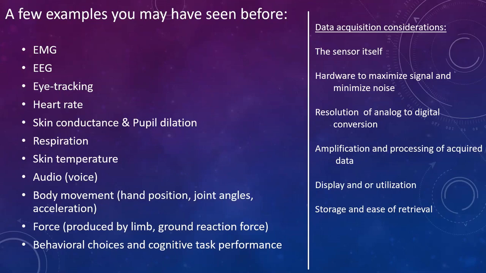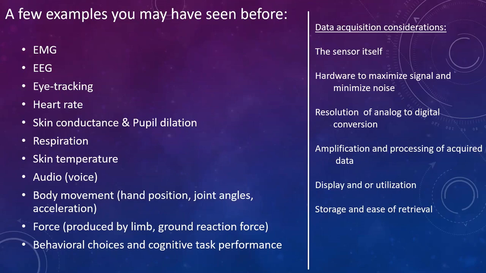You can train people to increase blood flow to a region, for example, by giving them biofeedback of their skin's temperature. There's, of course, audio, so voice feedback. That's a classic one. Almost every computer has a microphone and a speaker. There's body movements of all kinds for many purposes. You can get force produced by, say, grip in a rehabilitation setting. You may use force to train a muscle's strength.